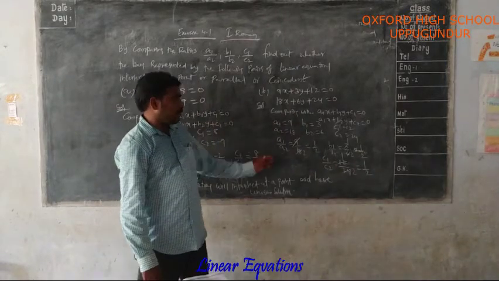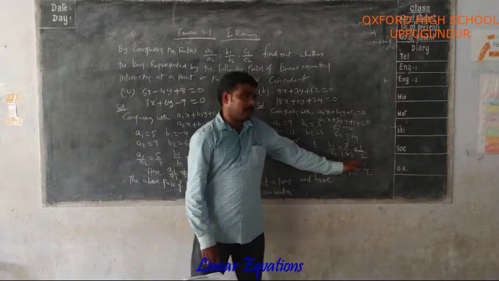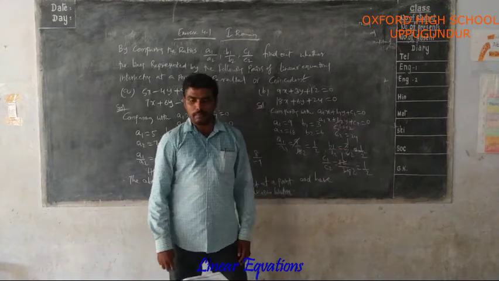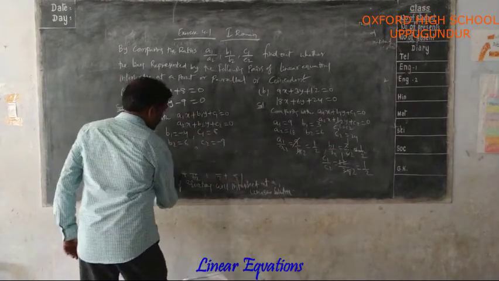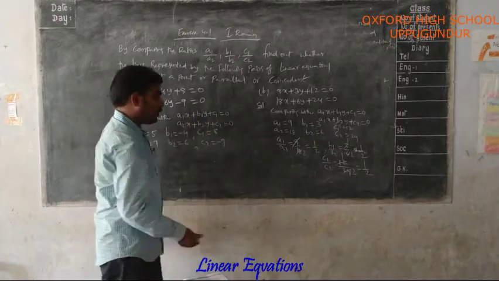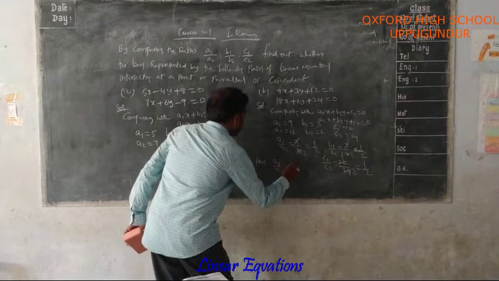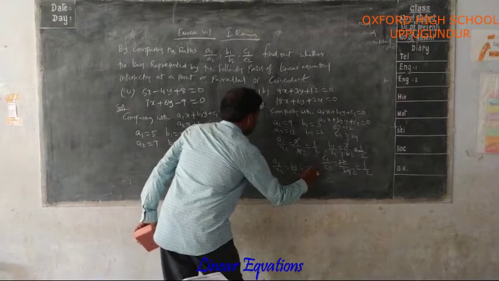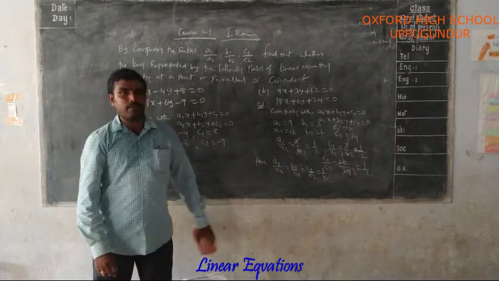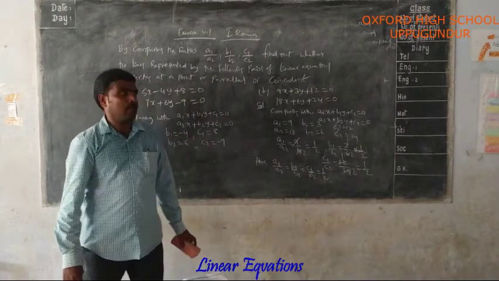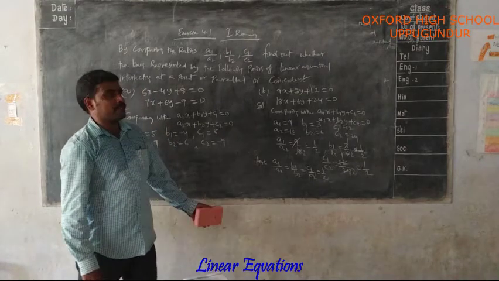So when you compare these ratios, a1 by a2 is 1 by 2, b1 by b2 is 1 by 2, and c1 by c2 is also 1 by 2. So all these ratios are the same. When all these ratios are the same, what is the condition? a1 by a2 equal to b1 by b2 equal to c1 by c2 equal to 1 by 2. All three ratios are equal. When all three ratios are equal, what pair of linear equations will you get? Coincident lines.